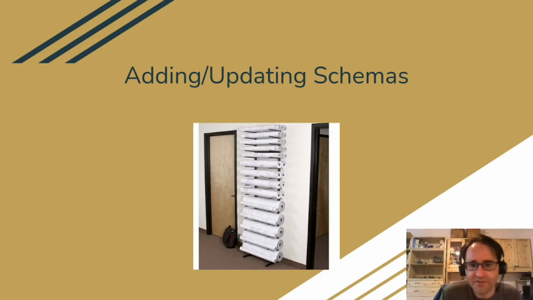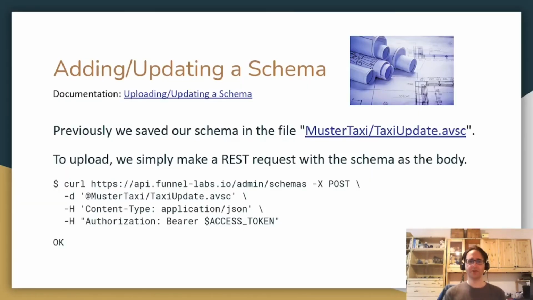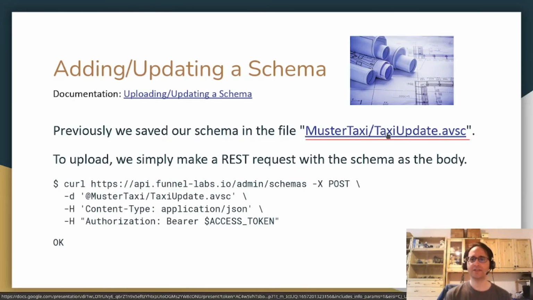So now that we've defined our schema and we have it ready, and your company can have many schemas, how do you actually get them into the funnel system? Let's talk a little bit about that. The way you do it is, assuming you have your schema in a file. In our case, we have a file in the directory mooster_taxi/taxiupdate.avsc.